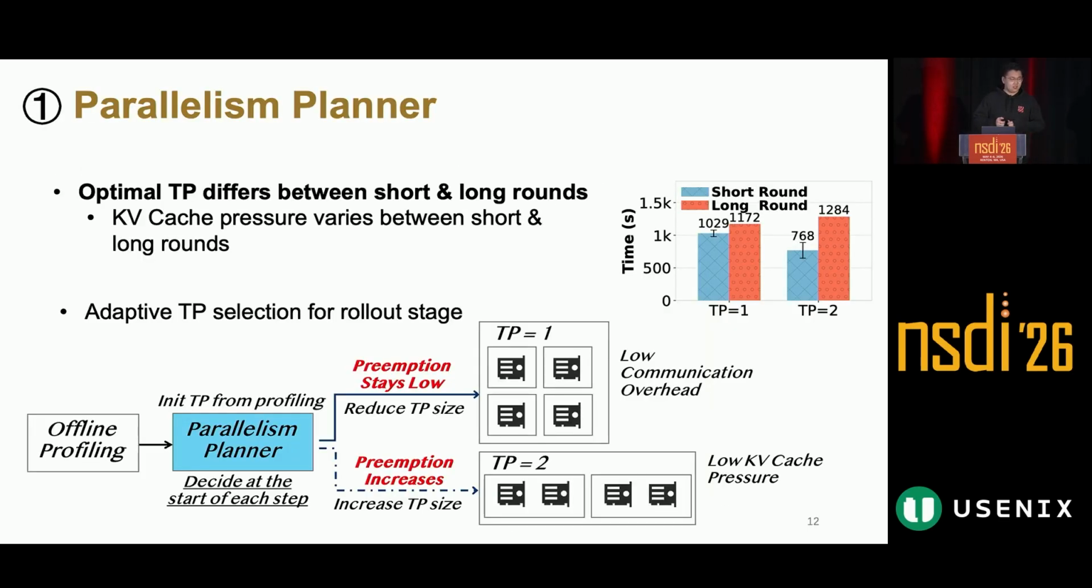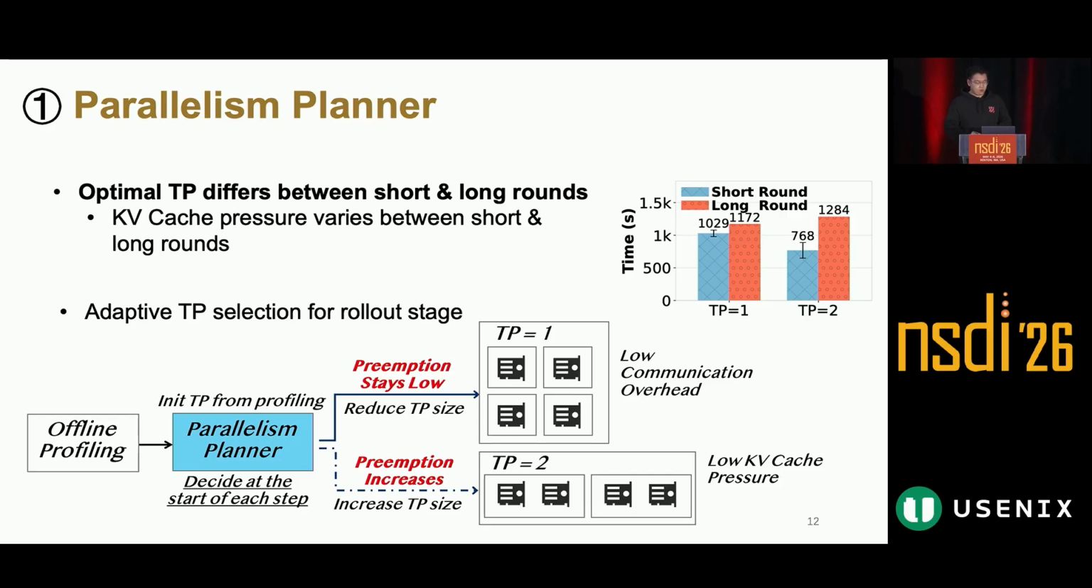So let's go through these optimizations step by step. The first one is the parallelism planner. As we mentioned before, the short rounds have substantially higher KV cache pressure than the long rounds. So this indicates that the optimal tensor parallelism size may differ between short and long rounds. Our proposed parallelism planner adopts an adaptive TP selection on a per-step basis.